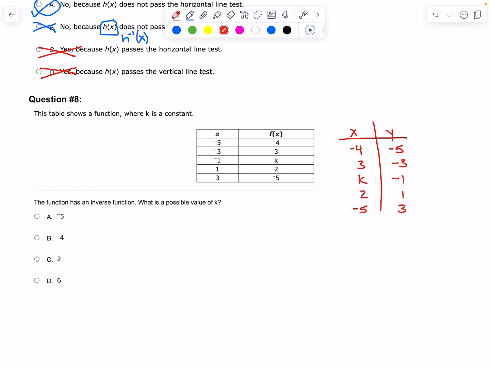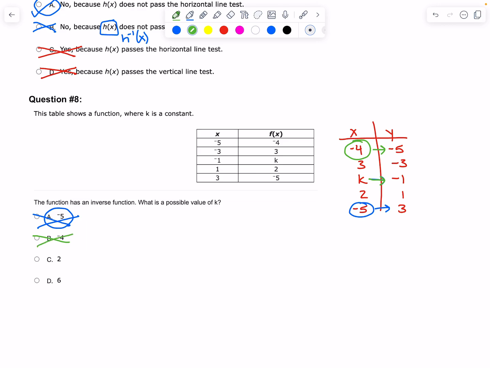So a possible value for k. So let's see. It says the function has an inverse function. What's a possible value of k? So you want to look at these options down here. Negative 5. So notice like negative 5 is already an x value. So we don't want negative 5 to go with 3 and negative 5 to go with negative 1. So that would not make sense. And then negative 4. So negative 4 is also already an x value and it goes with negative 5. So k can't be negative 4 or this would not be a function either.